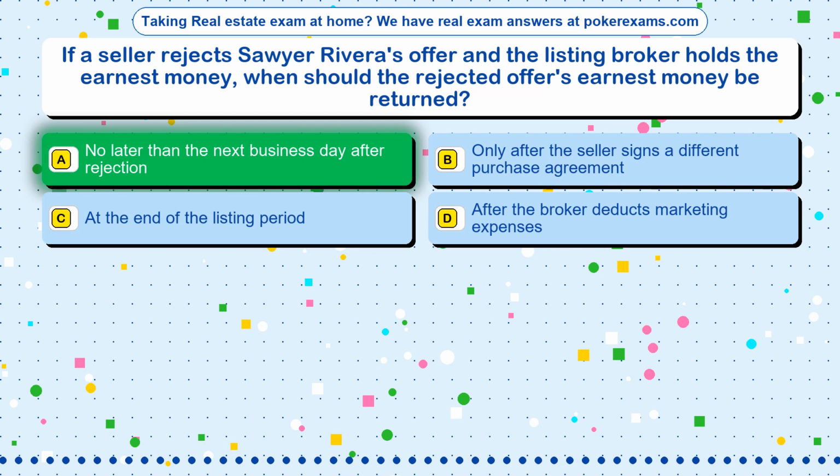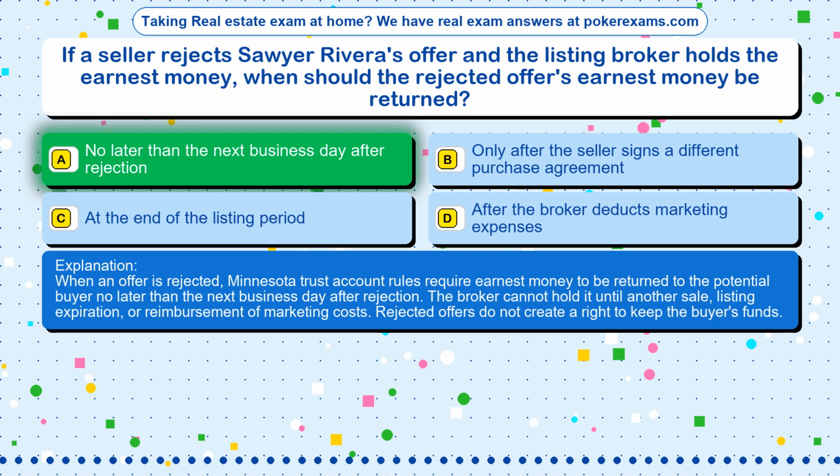The correct answer is option A, no later than the next business day after rejection. When an offer is rejected, Minnesota trust account rules require earnest money to be returned to the potential buyer no later than the next business day after rejection. The broker cannot hold it until another sale, listing expiration, or reimbursement of marketing costs. Rejected offers do not create a right to keep the buyer's funds.